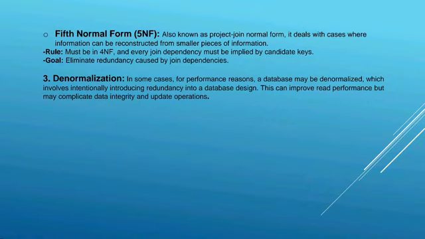Fifth normal form, 5NF, also known as project-join normal form. It deals with cases where information can be constructed from smaller pieces of information. Rules: must be in 4NF and every join dependency must be implied by candidate keys. Goal: eliminate redundancy caused by join dependencies.